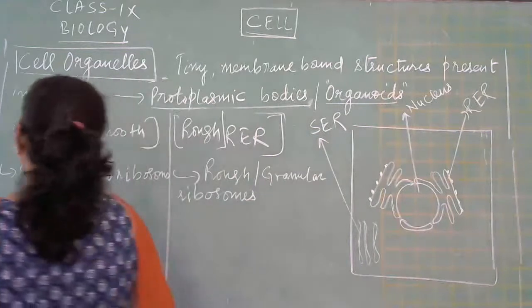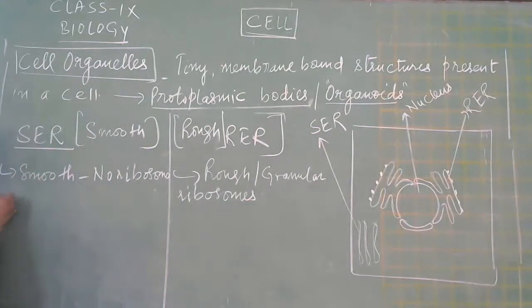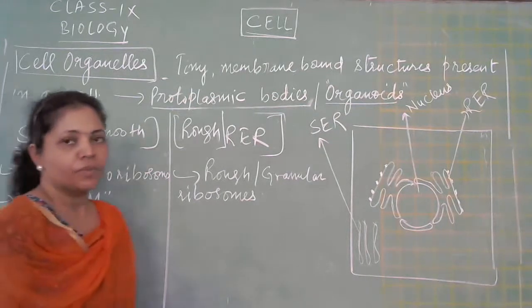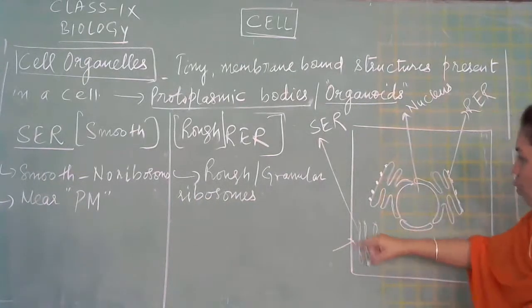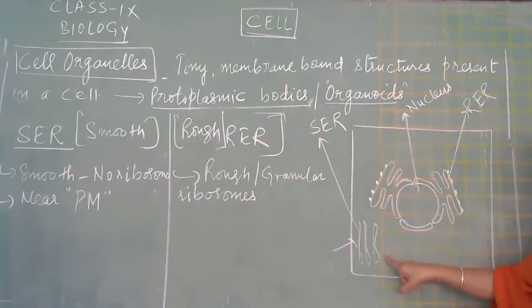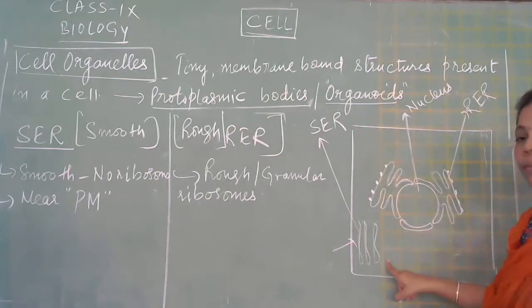Another thing is that you will always find SER near the plasma membrane. A smooth endoplasmic reticulum is always found near the plasma membrane. You can see in the diagram that I have drawn here, near the plasma membrane.